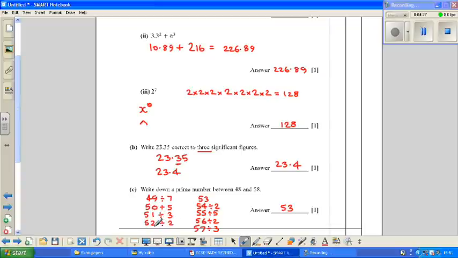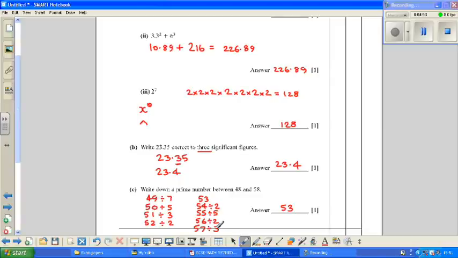52 is an even number. It ends in 2, so it divides by 2. 53, we'll just leave that one for a minute. Go on to 54. 54 divides by 2 because it's an even number, so it can't be prime. 55 ends in 5, so it divides by 5. It can't be prime. 56, an even number, it ends in 6. It divides by 2, so it can't be prime.